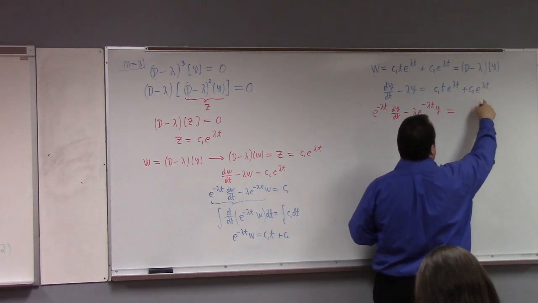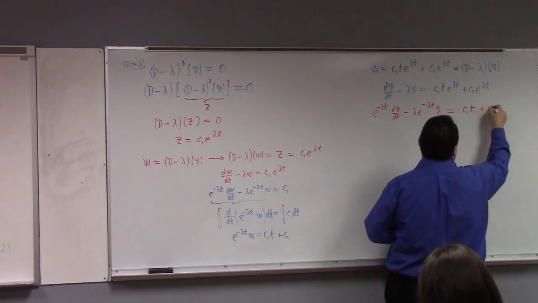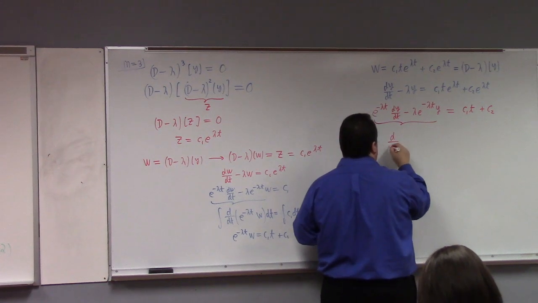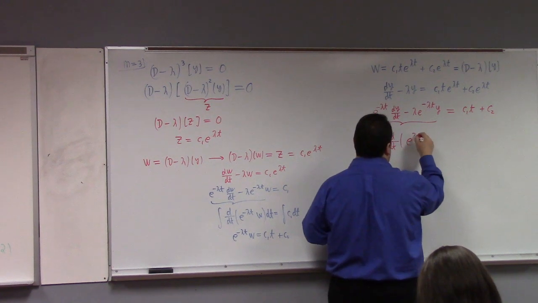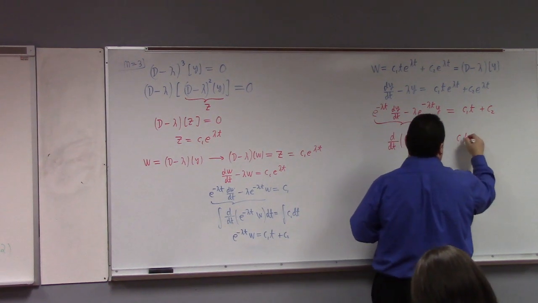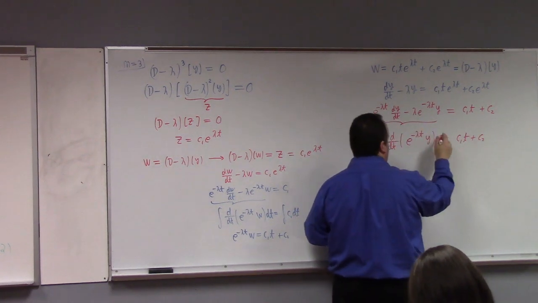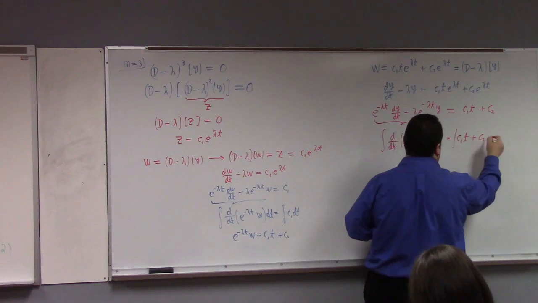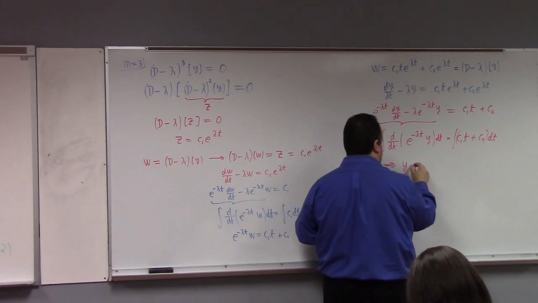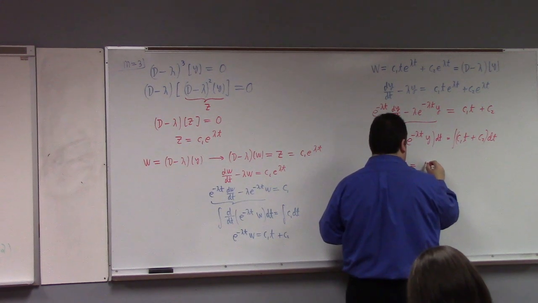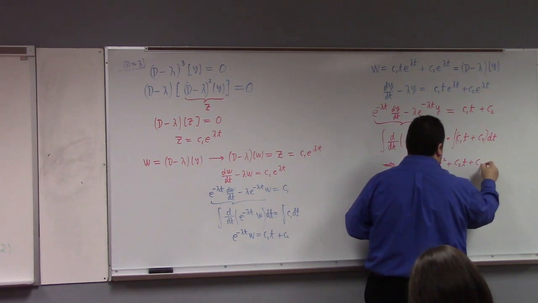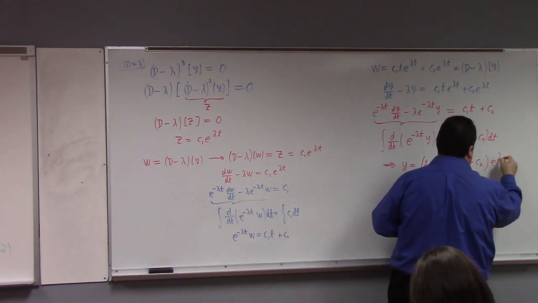What happens when you multiply by the integrating factor over here? You just get just that, right? Reverse product rule this thing, and integrate both sides with respect to time. And what do we get? I'm going to skip a step: y equals (1/2 c1 t squared plus c2 t plus c3) all times e to the lambda t, right?